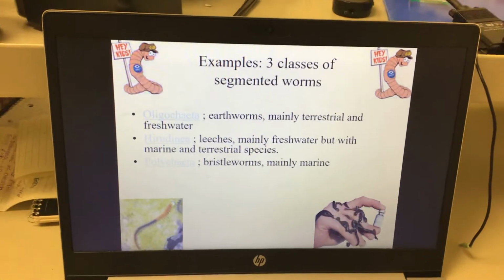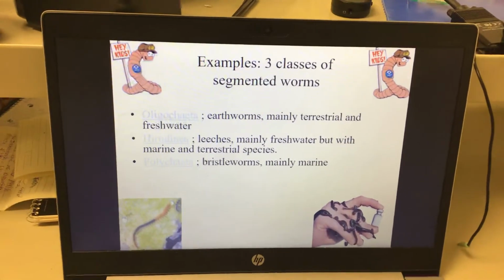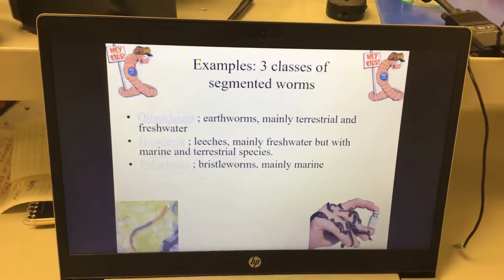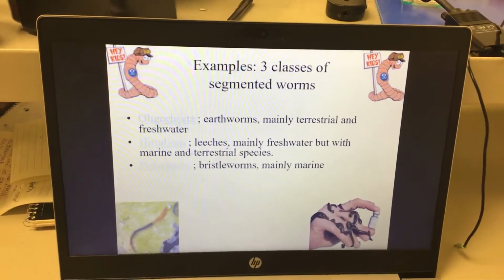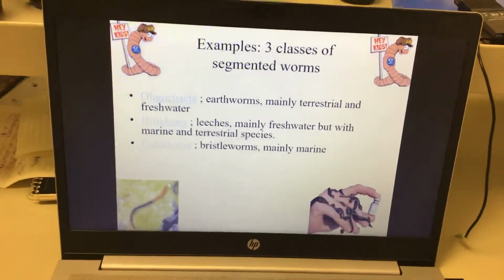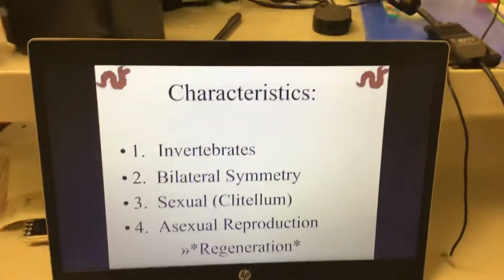Next one, we have leeches, mainly fresh water. A few salt water, some terrestrial. And then bristleworms, mainly marine, which is ocean, salt water. Write this down.